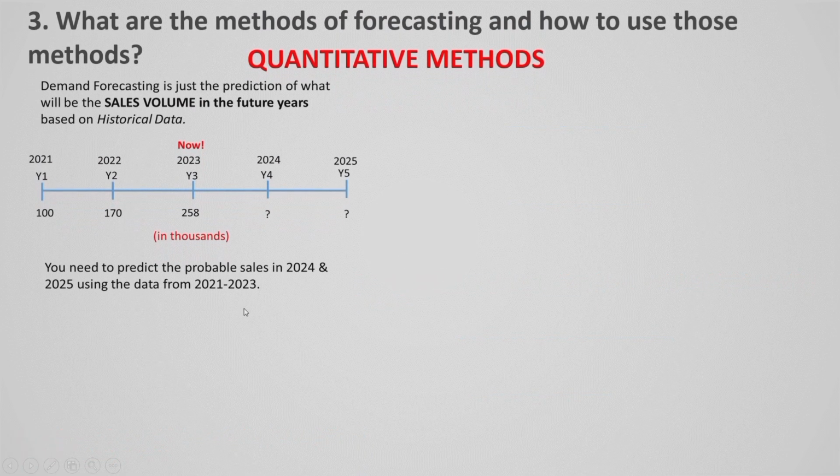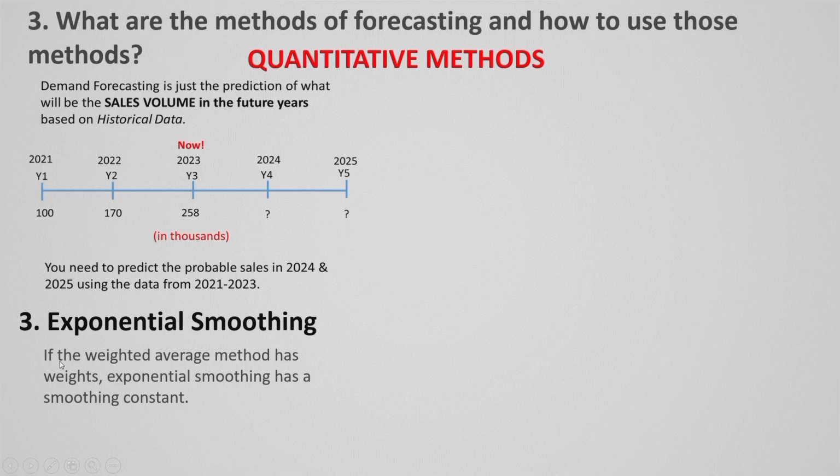Let's have the third method, which is the exponential smoothing. So let's have the same problem still, and let's have the same goal, which is to forecast the sales for year 4 or year 2024. So how do we do it? First of all, you need to know that the exponential smoothing method uses a smoothing constant. So if the weighted average method has weights, exponential smoothing has a smoothing constant. Okay? Now, let's assume that the smoothing constant is 0.20.